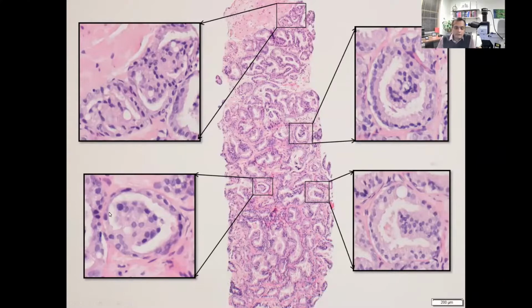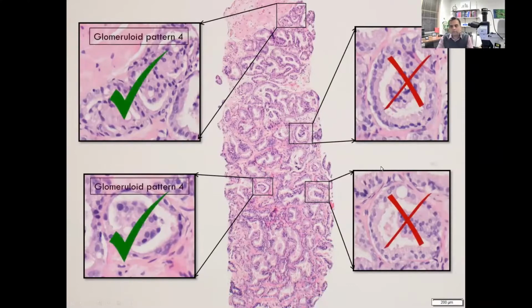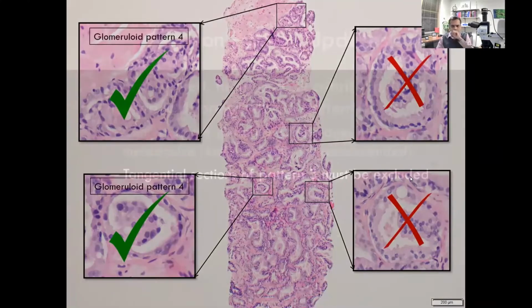Which is very different from what you see over here in the real glomeruloid formation, where all the nuclei are so haphazardly arranged and you don't get the orientation that you see in the rest of the gland. Same here. So these would be Gleason pattern 4 and these would not be.